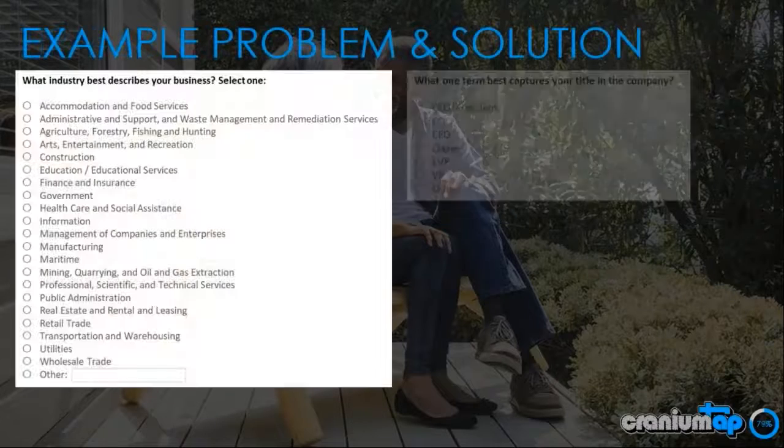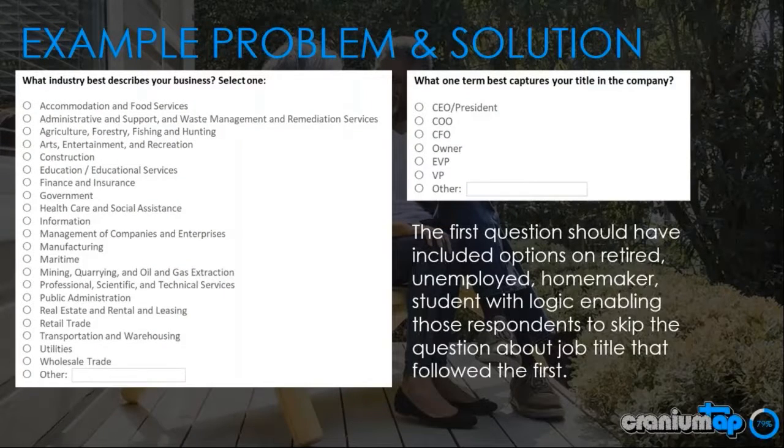Let's show you what an example looks like. Here was a question: what industry best describes your business? When this was sent out, it's assumed that everyone was employed. Again, things change rapidly, lists can change, the database can change. Make sure you have those options included. I could now be unemployed, moved into a homemaker type position, or all of a sudden drop out and become a full-time student. Make sure those options are included.